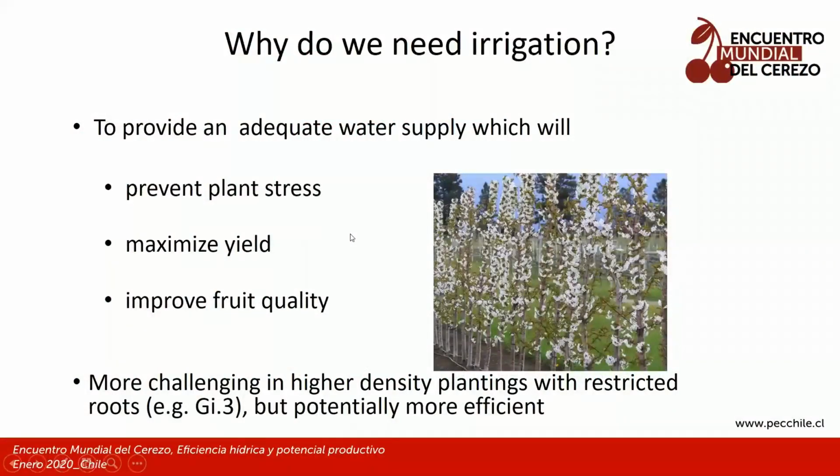We need to irrigate to provide adequate water to prevent plant stress, maximize yield, and to improve fruit quality. This can be more of a challenge in high-density plantings where roots are restricted, such as when we're using rootstocks like GI3.